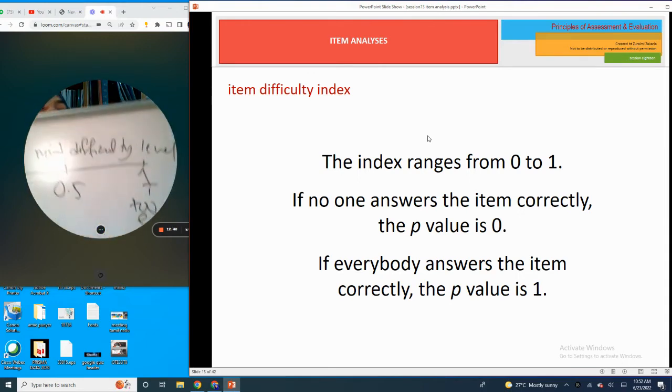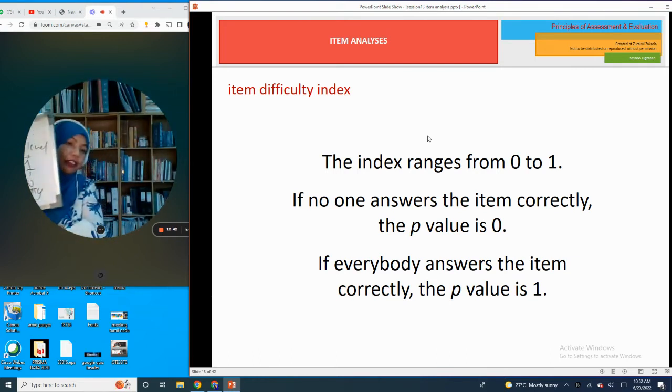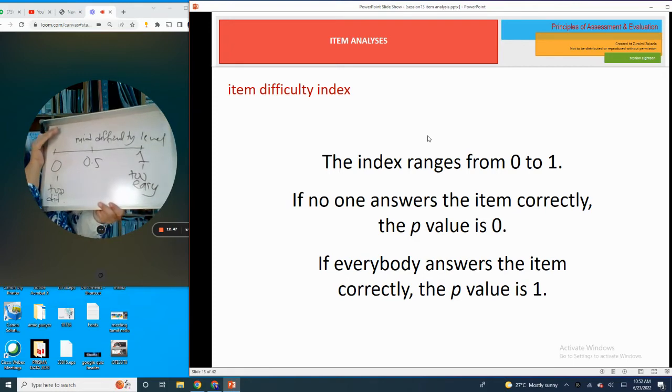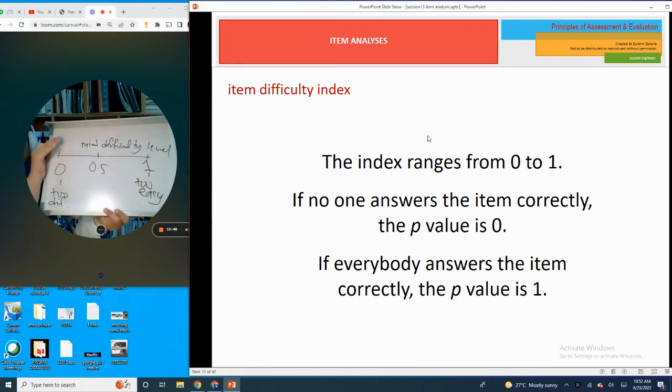Okay. Something like this, not visible by the camera. Dang it. Okay. Well, you can refer to the slide anyway.